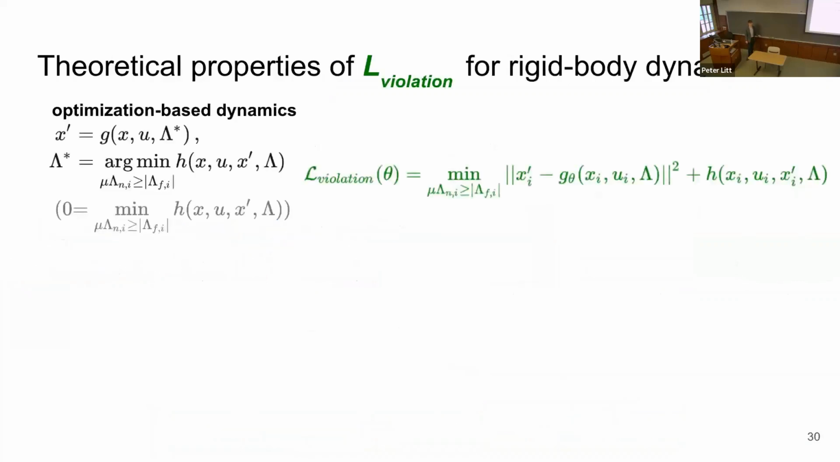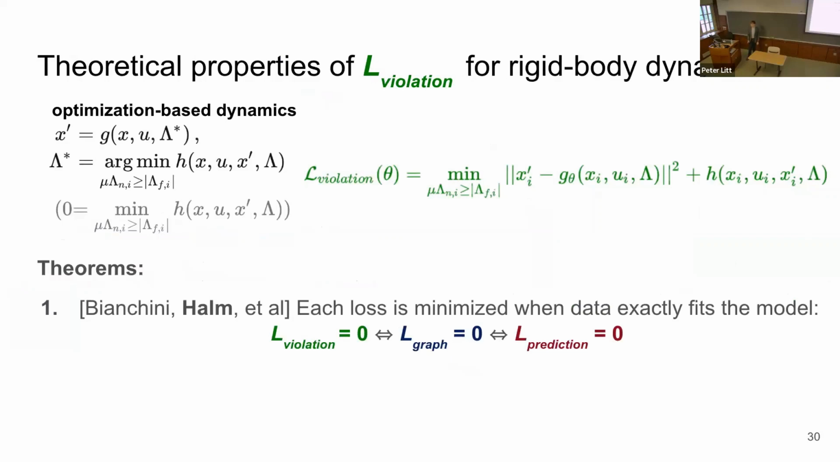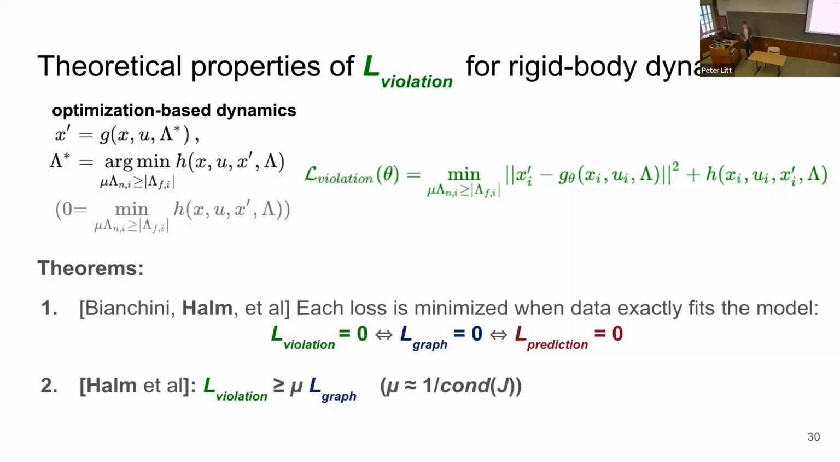So we rigorously theoretically analyzed this loss and found that it had a number of favorable properties. First, just like prediction error and just like graph distance, this loss is non-negative and it reaches its minimum value of 0 exactly when data points exactly fit your model. So in some sense, optimizing this loss is well correlated with both graph distance and prediction error. Secondly, just like prediction error, it is also an upper bound on graph distance, up to a constant that in many cases in robotics is reasonably close to 1.